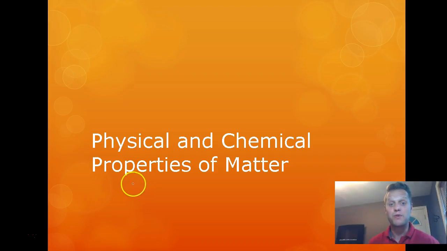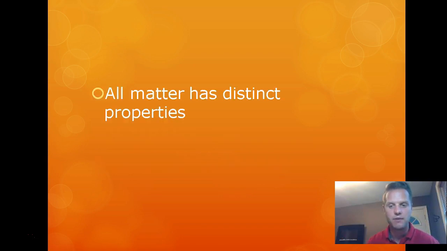Today what we're learning about is physical and chemical properties of matter. Now remember, matter is anything that has a mass and takes up space or has a volume. So that's pretty much everything around us. So how can we describe the different things around us? Well, all matter has distinct properties.